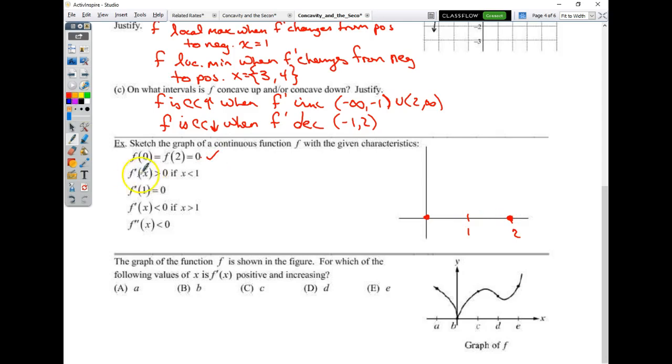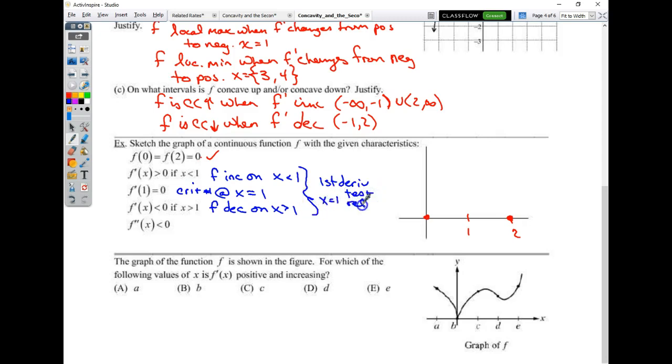The next one says f prime of x is positive if x is less than 1. So what does that mean? It means f increases on, in this case, x less than 1. So I know I need to go up for some reason here. I tell you f prime of 1 is equal to 0. That means that there is a critical number at x equals 1. And I tell you f prime is negative afterwards, so I know that f decreases on x greater than 1. These three things are the first derivative test, meaning that x equals 1 is a relative maximum.